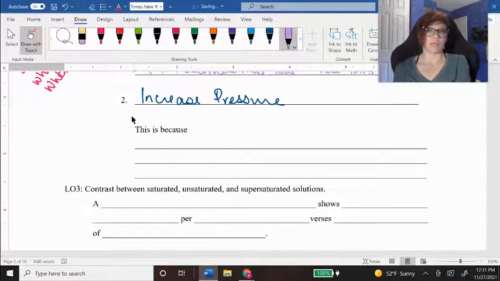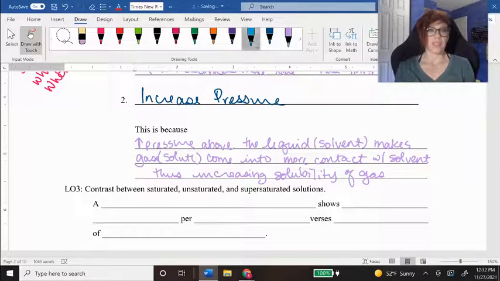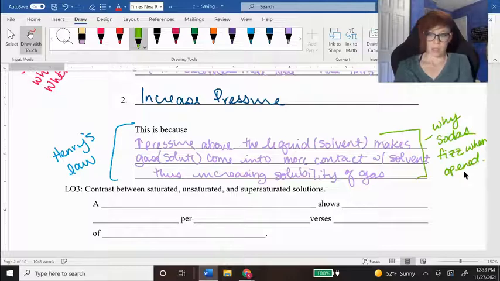Now, again, you're increasing that contact, and the more you increase that contact, the more you're going to get to dissolve. So increasing the pressure above the liquid or the solvent makes the gas or the solute come into more contact with the solvent, thus increasing the solubility of the gas. Now, this is known as Henry's law. And this is also the reason why when we open a soda, it fizzes. So when you open a soda, you are releasing some of the pressure that's over the top of the liquid, which causes the soda to fizz.